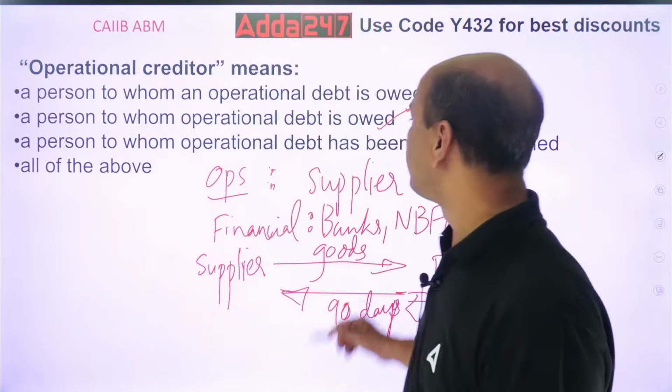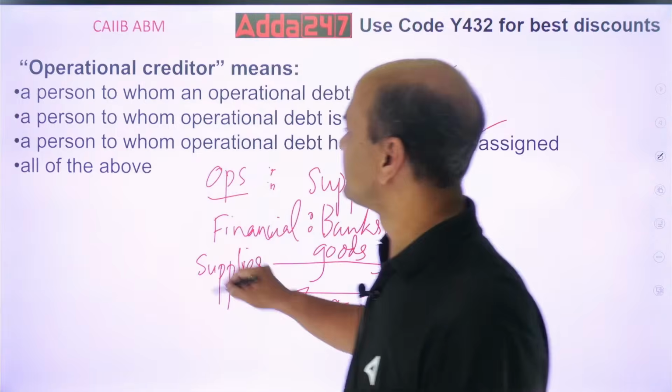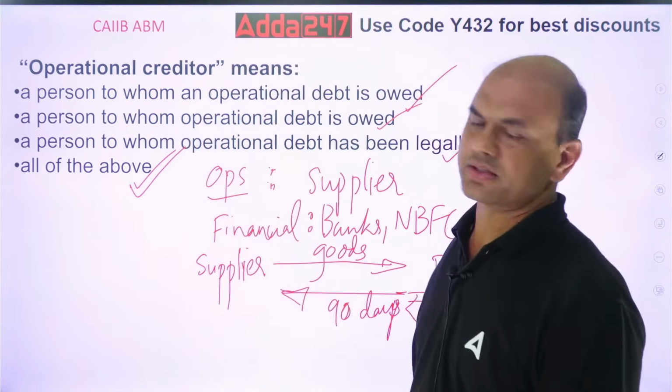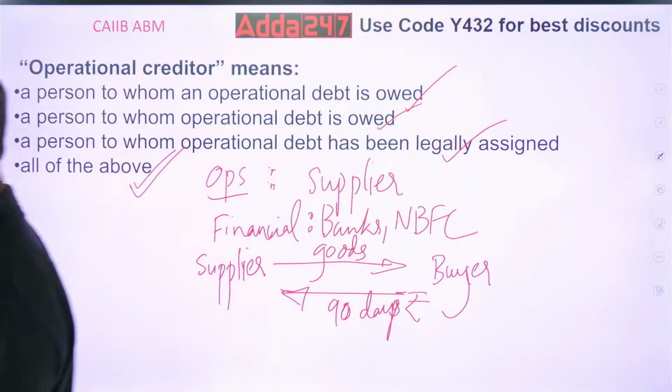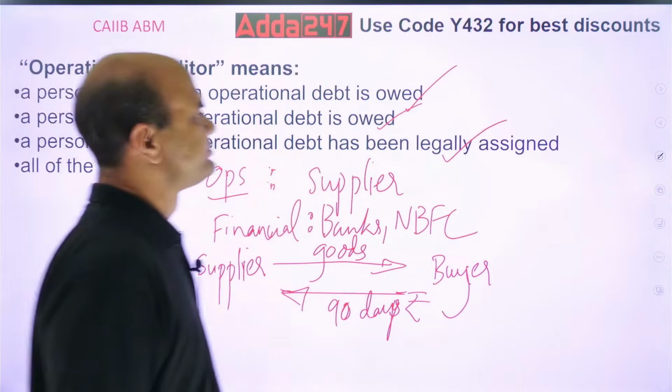So operational debt has been legally assigned, so that is also true. So the answer is all of the above. D is the answer. Correct, D is the answer over here. Got it everyone? D is the answer. Clear? Next.